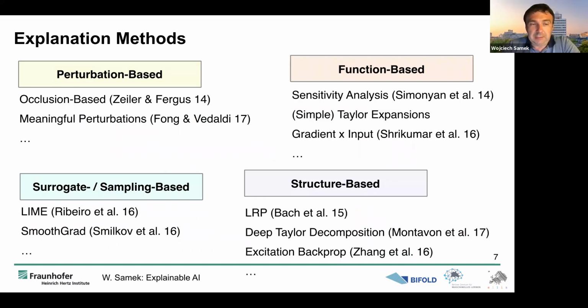Another category are surrogate-based explanation methods. Here, the idea is that if you cannot compute the explanation for the complex model, what you do is you locally fit a simple model to your prediction. So you have a prediction and you locally fit, for example, a linear model around your prediction, and then you explain the linear model. So you explain the surrogate. So you're not explaining the model which you want to explain, but you fit a surrogate and then explain the surrogate.